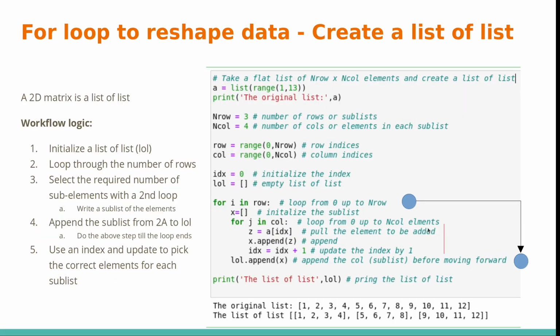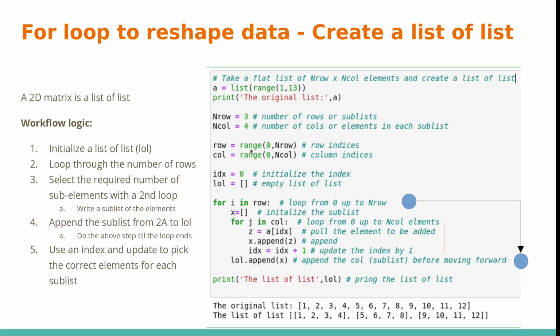So the workflow logic and the code here: I've created a list of numbers, and if I put in the original list A, you're seeing that it's a one-dimensional list. Now I want to split that into 3 rows and 4 columns. To do that, I need to create the indices. The row is the index.